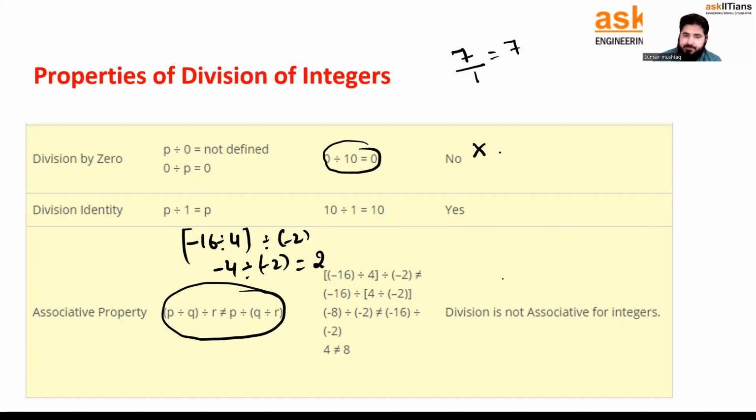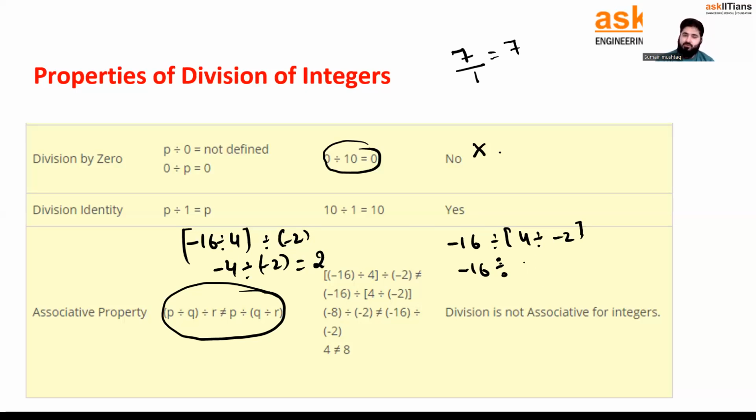Fine. But if you do this thing, negative 16 divided by 4 divided by negative 2, right? Okay. This is negative 16 divided by, wait a moment, 4 divided by negative 2 is 4 is 16. Okay.